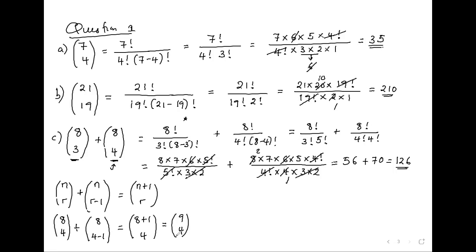So let's see if this makes sense. So what is 9 choose 4? This is 9 factorial over 4 factorial and then 9 minus 4 factorial, which is 9 factorial over 4 factorial, 9 minus 4, 5 factorial. So we have 9 times 8 times 7 times 6 times 5 factorial over 4 times 3 times 2 times 5 factorial. So this and this go.